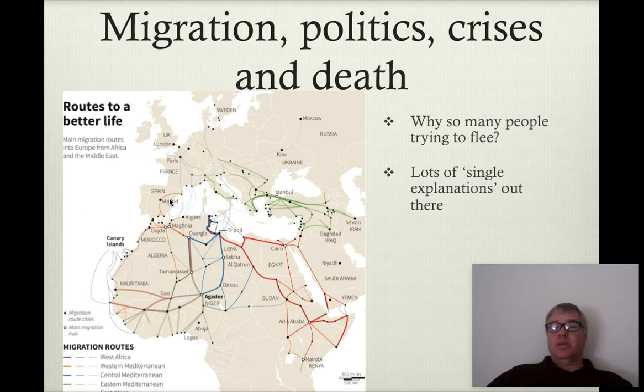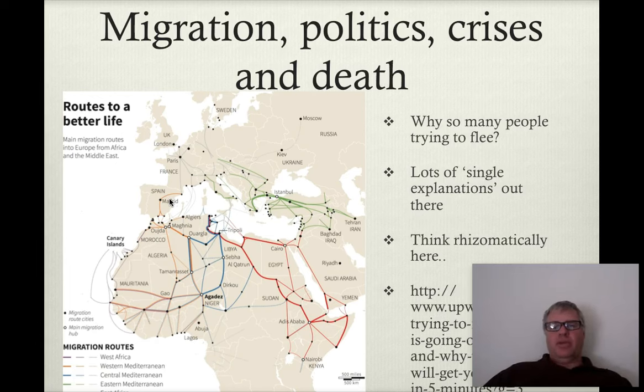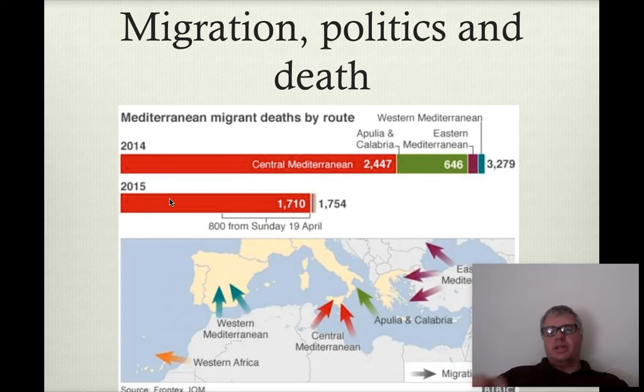So why are so many people trying to flee? Well, there's a lot of single explanations out there about one reason or another. Obviously, the war in Syria is a big one, or poverty, or these kinds of things. But we have to think about the fact that there's a lot of different factors that come into this.